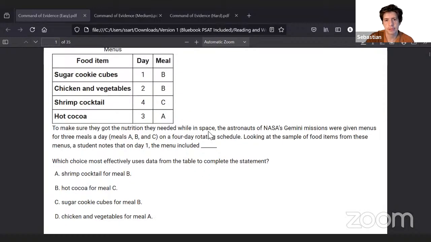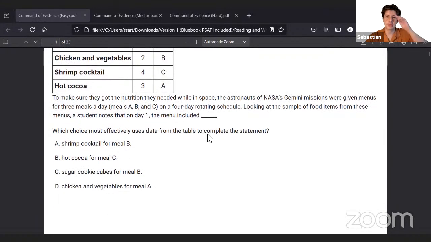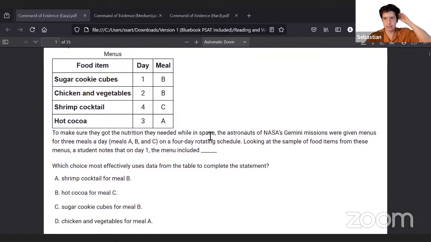Okay, to make sure they got the nutrition they needed while in space, astronauts of NASA's Gemini missions were given menus for 3 meals a day, meals A, B, and C, and on a 4-day rotating schedule. Looking at the sample of food items from these menus, a student notes that on day one, the menu included blank. Which choice most effectively uses data from the table to complete the statement? Okay. So which choice completes the statement?